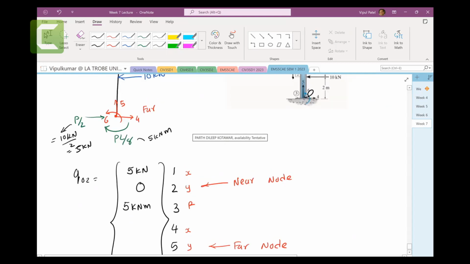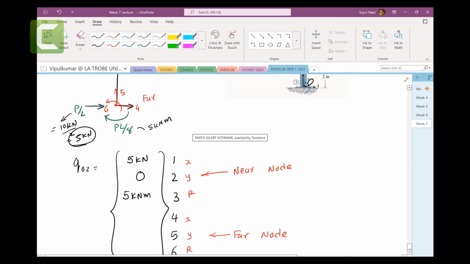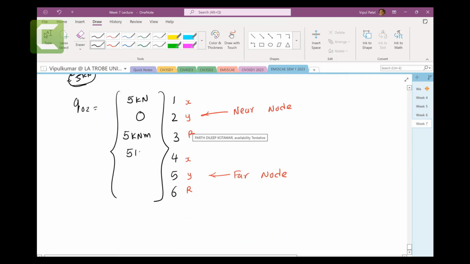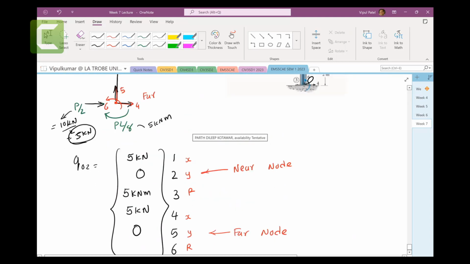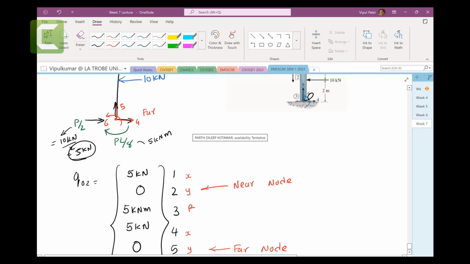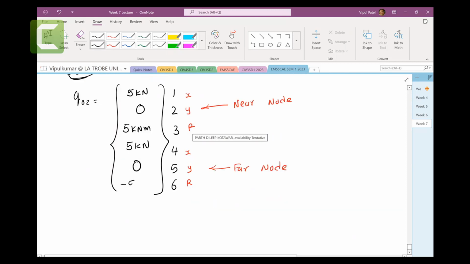Number 4, there is a force going this way. Force is going this way, 5 kilonewtons. So both are positive 5 kilonewtons. Number 5, there is no force in this direction, so number 5 is 0. Number 6 is opposite to this force, which is 5 kilonewton meters. So you have minus 5 kilonewton meters.